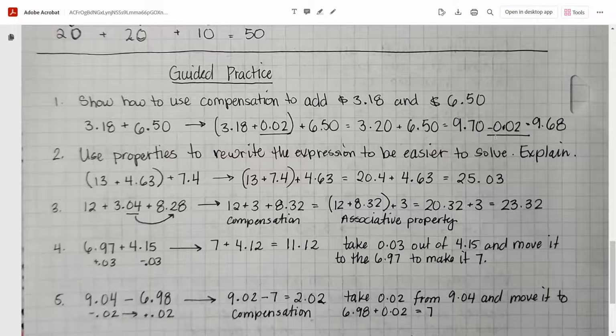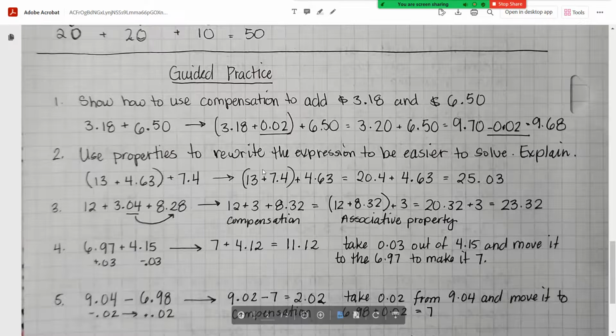So the 20 plus, or the 4/10 or the 40/100 plus 63/100 will give me 1 whole plus 3/100 extra. So the 20 plus the 4 plus the whole extra will give me 25. And then plus the 3 cents that I had left over is going to be 25 and 3/100.